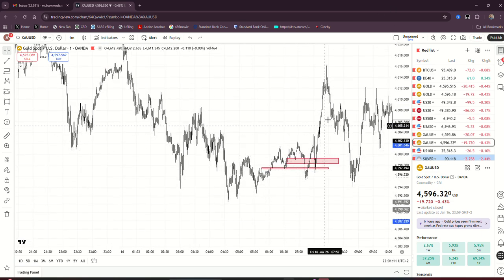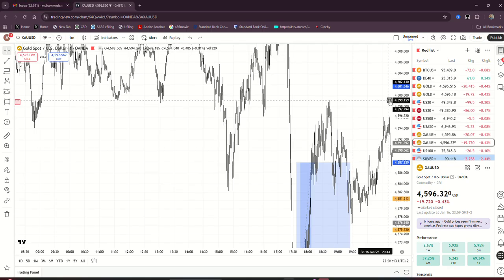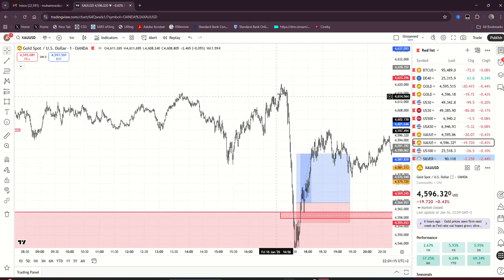Okay, so that's basically if your bias is bearish, then I want to see these fair value gaps get inversed all the way down. So I want to take the sell down. I want to see all these gaps get inversed. Okay, so yeah, any other questions, guys?